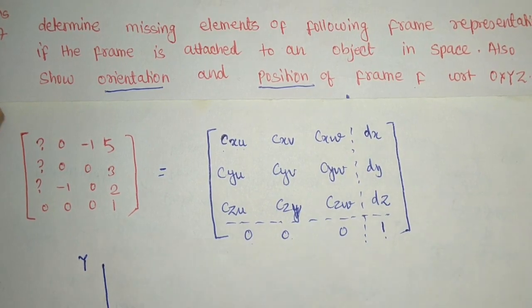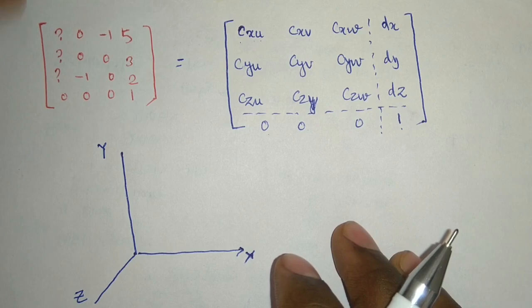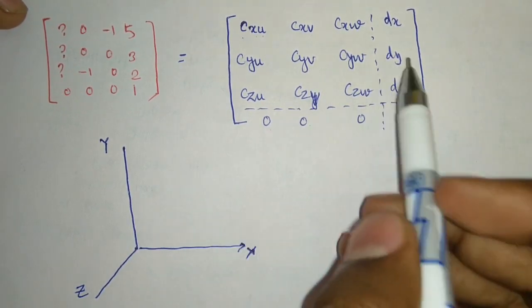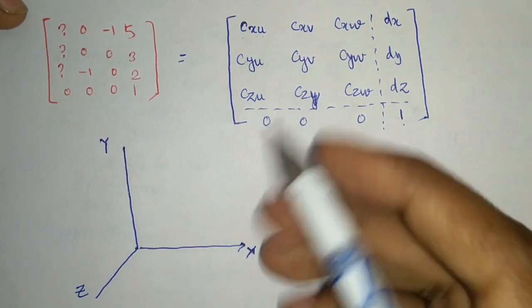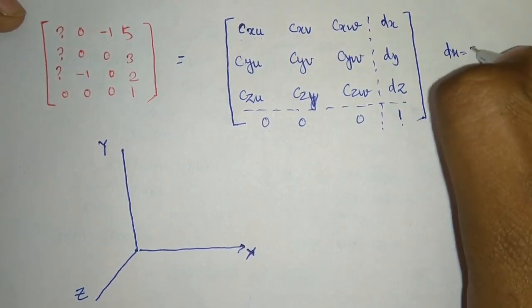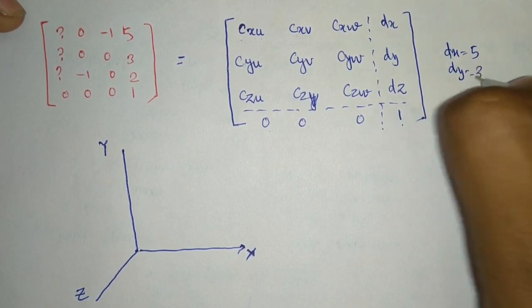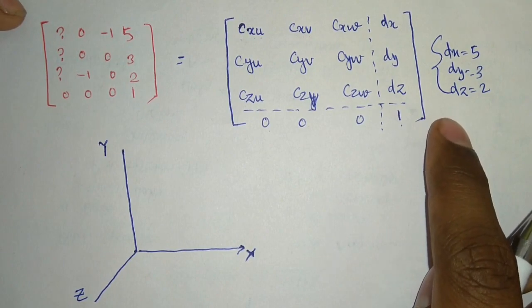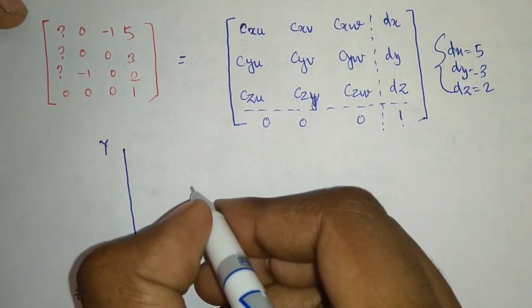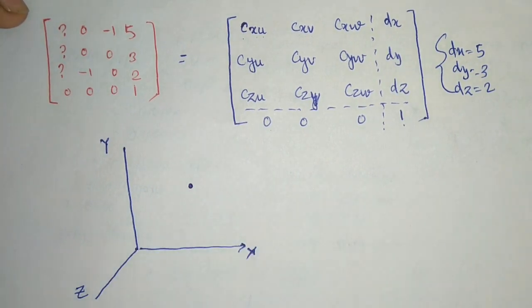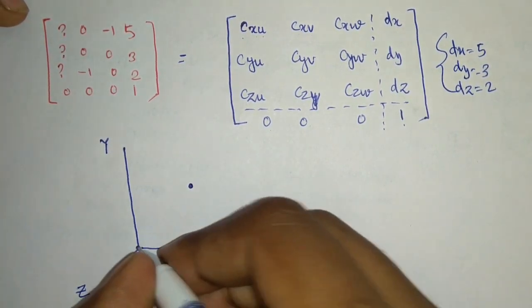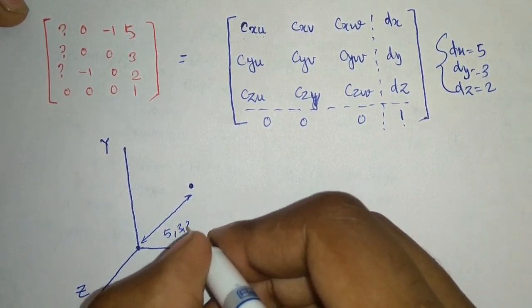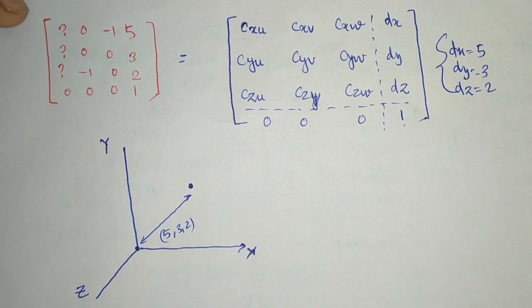Based upon the given information, my origin of u v w with respect to x y z is at 5, 3 and 2. So dx is equal to 5, dy is equal to 3, and dz is equal to 2. These are the coordinates or the position of my frame UVW. Let's say I have this frame here, at a distance of 5, 3, 2. So I have got the position here.